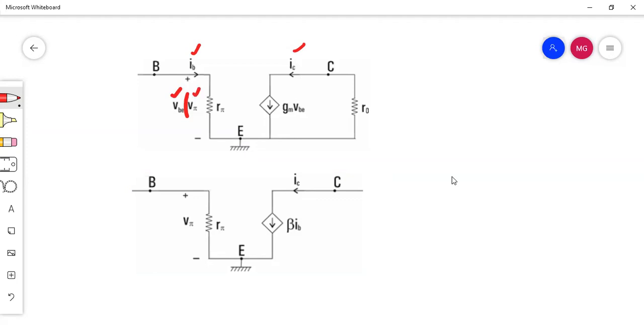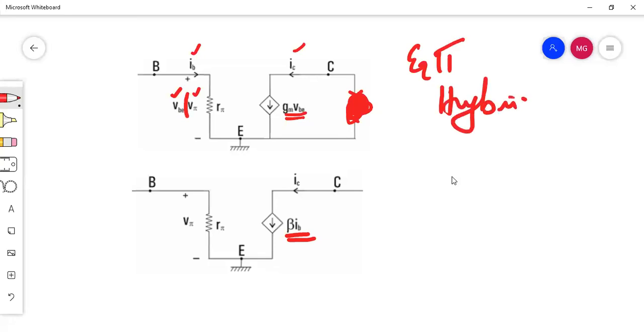Then IC, your equation you know, is represented by a current source GM into VB. This RO, this resistance is very large, so I can neglect this resistance. Then this current source can also be represented as beta times IB. These are the things. So this is the equivalent model, or pi model, or hybrid pi model of a transistor. This diagram is what you are studying.